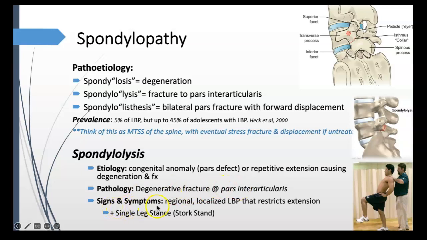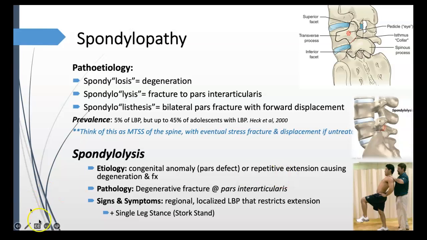And the signs and symptoms of a spondylolysis are going to be very regional. They're going to be very localized low back pain. So localized, there's no radiculopathy. Are you all seeing that there? And the biggest thing is the patient will not want to go into spinal extension.